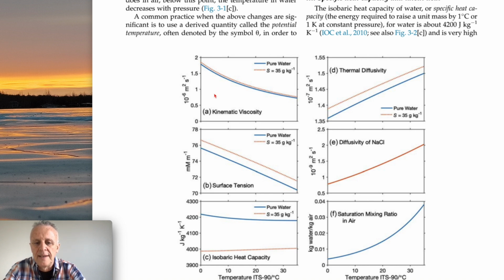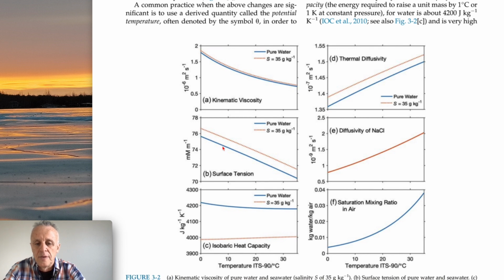So the first one is the kinematic viscosity of water. As you can see, the viscosity of water decreases with increasing temperature for both salt and pure water. The surface tension follows the same pattern. The surface tension of water decreases with temperature for both pure water and salt water.